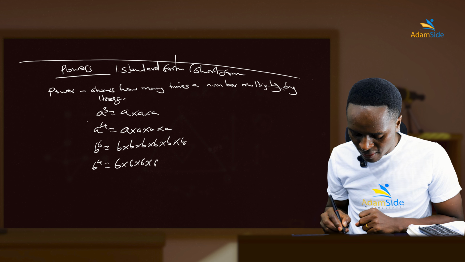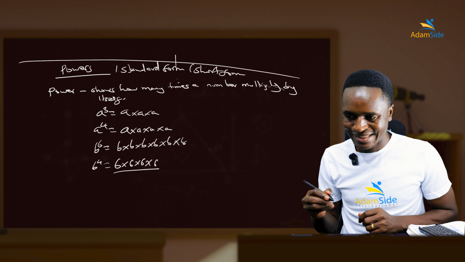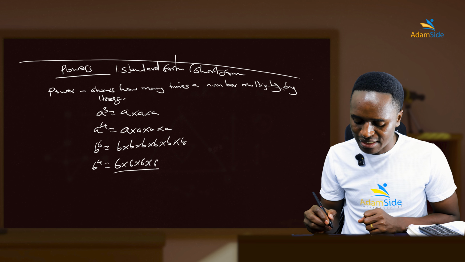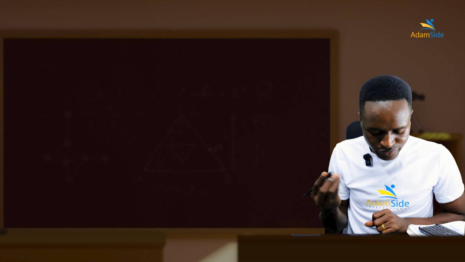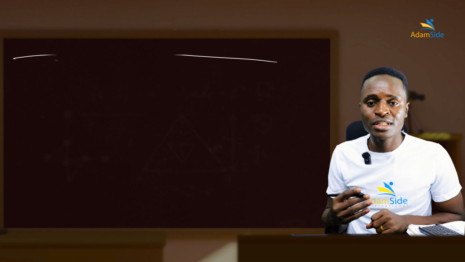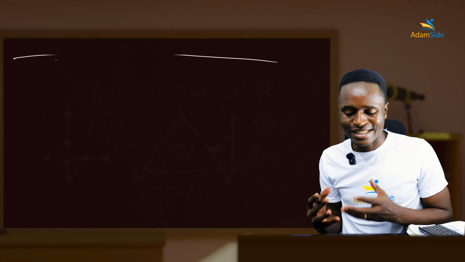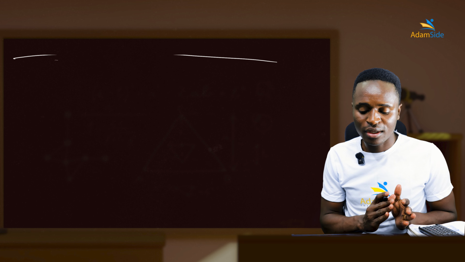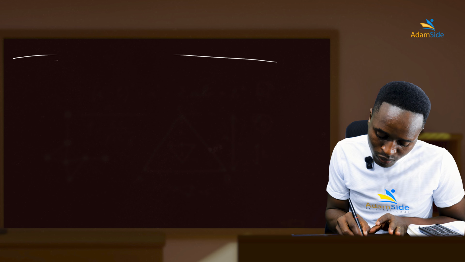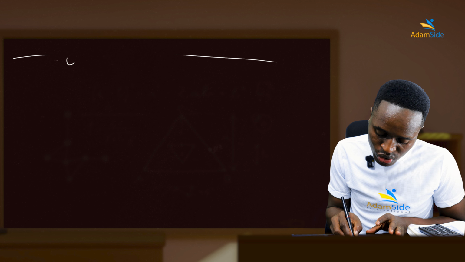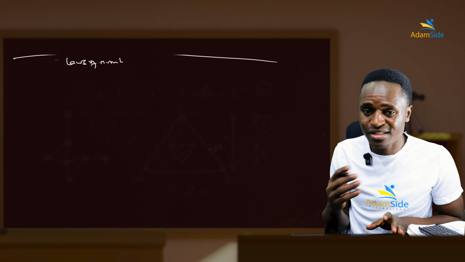That's this number multiplied by itself 6 times, and this number multiplied by itself 4 times. Sorry. So as we say, a power shows how many times a number is multiplied by itself. That's the definition of power. But here in powers, it's a whole unit. They want you to know about laws of numbers that have the same base.